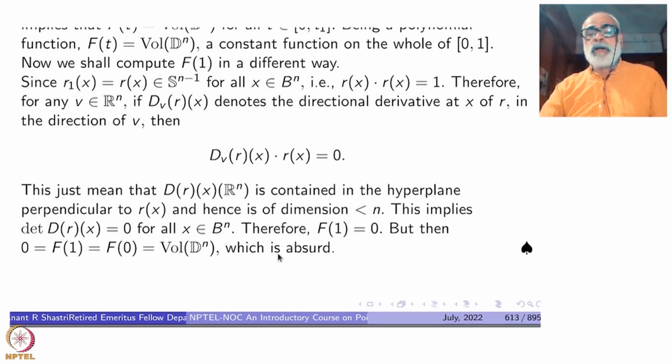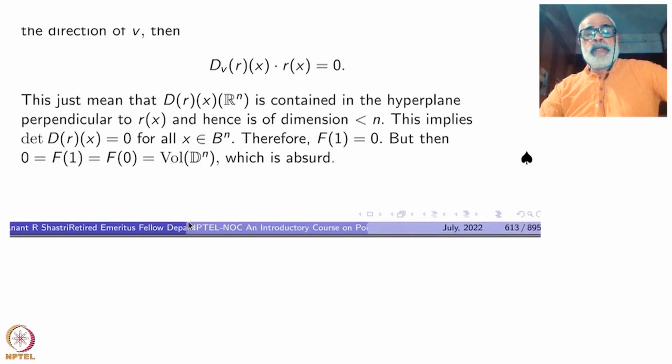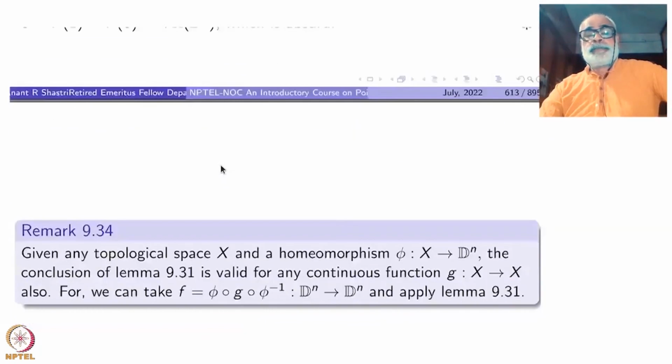Okay, therefore the integral f1 will be 0 because determinant is 0. The right hand side, the integrand itself is 0. Therefore f1 is 0. Okay, f is a constant, f1 must be f0, but on the other side we have volume. Volume of the closed disk or open disk is not 0. So that completes the proof of the statement B for smooth functions.